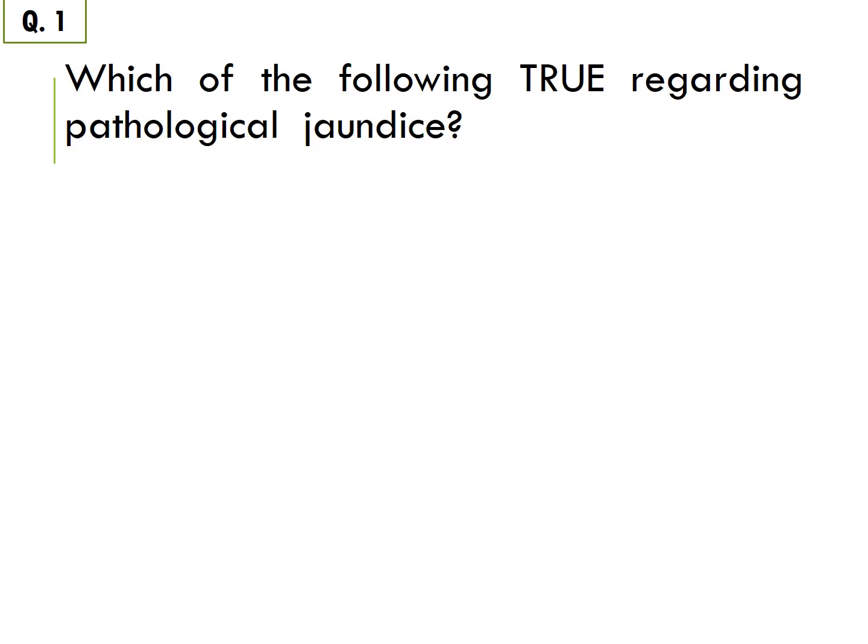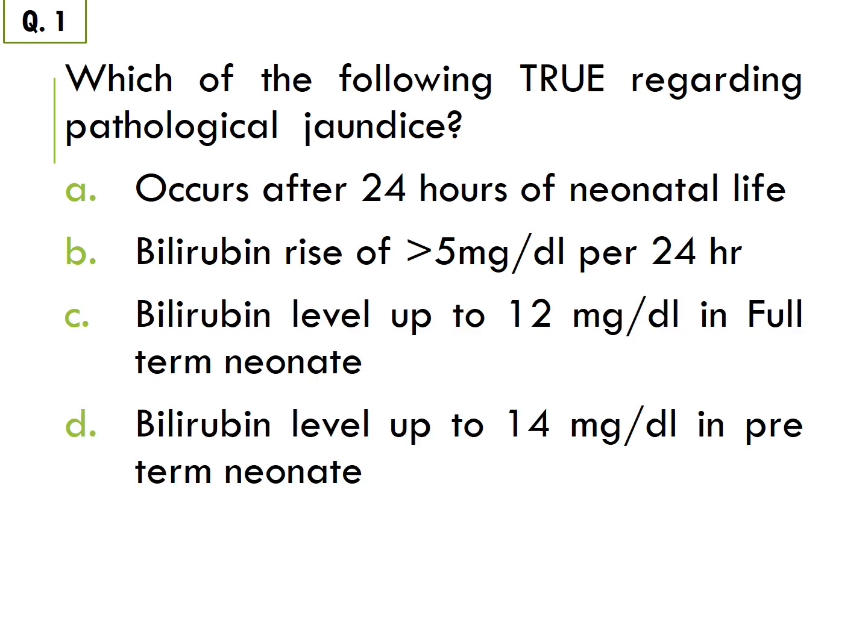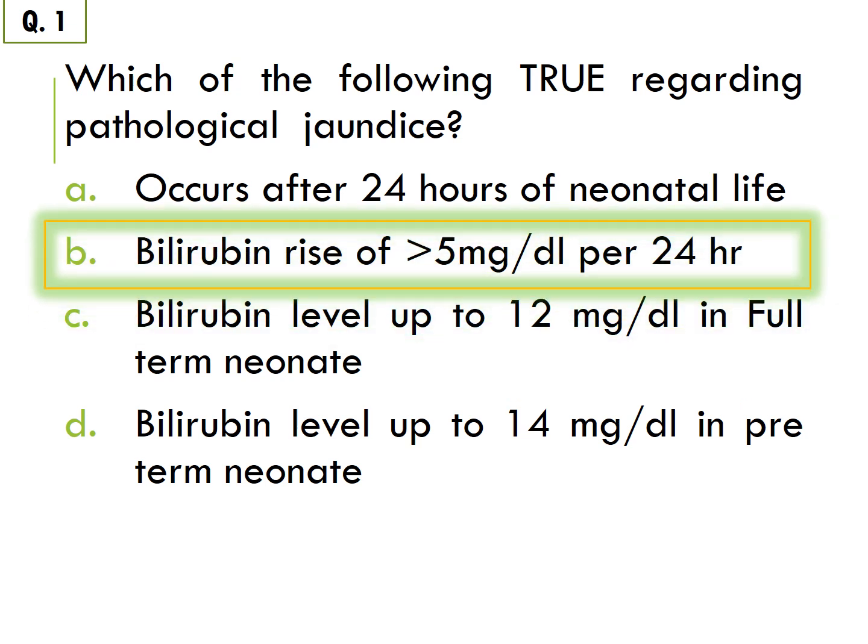Question number 1. Which of the following is true regarding pathological jaundice? It occurs after 24 hours of neonatal life. Bilirubin rise of more than 5 mg per deciliter per 24 hour. Bilirubin level up to 12 mg per deciliter in full-term neonate. Bilirubin level up to 14 mg per deciliter in preterm neonate. And the answer is bilirubin rise of more than 5 mg per deciliter per 24 hour.